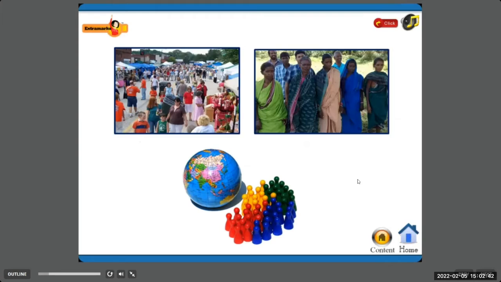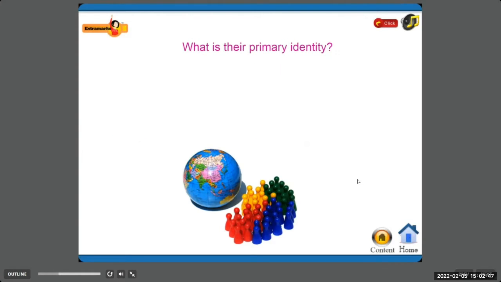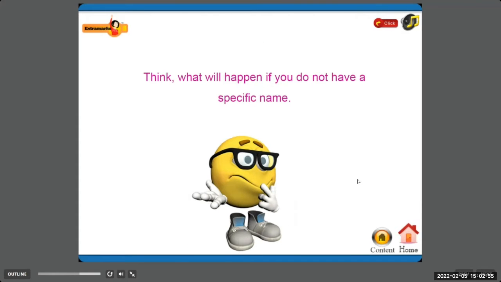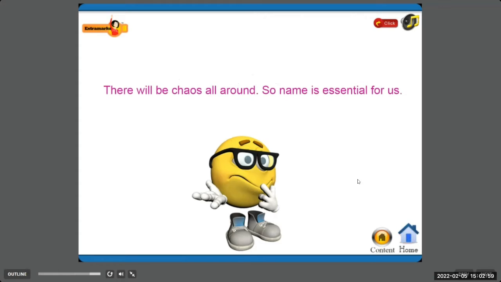There are about 7 billion people on Earth. What is their primary identity? In most of the cases, it is their name. What will happen if you do not have a specific name? There will be chaos all around. So name is essential for us.